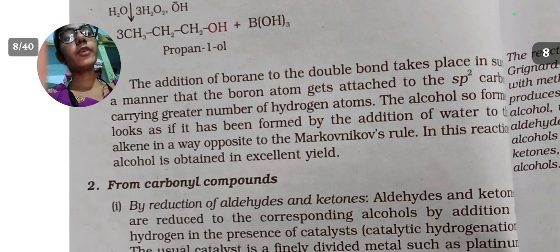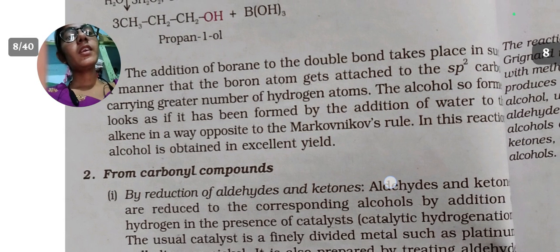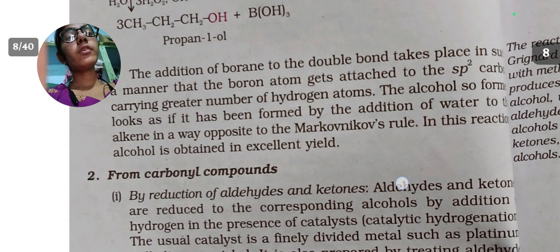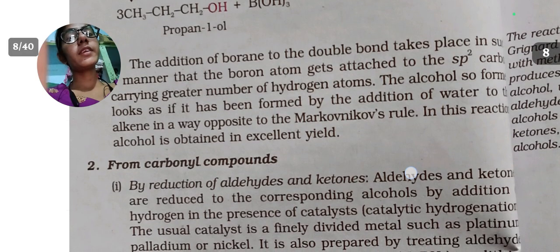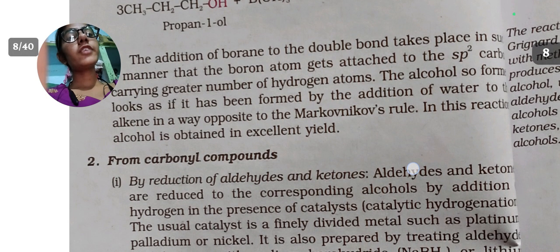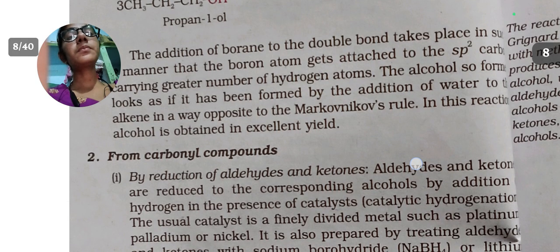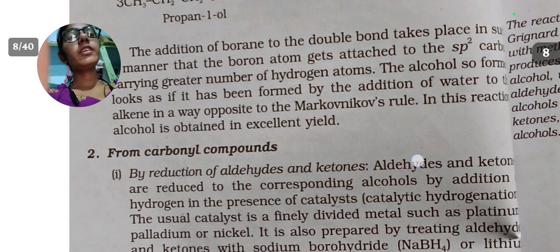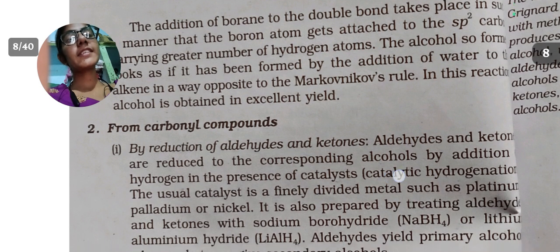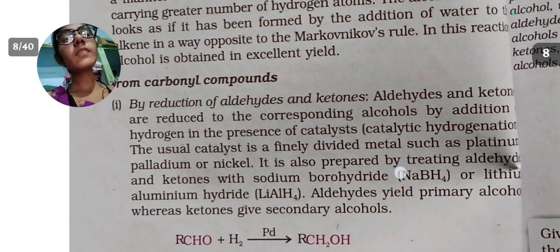Addition of boron to the double bond takes place in such a manner that the boron atom gets attached to the sp2 carbon carrying the greater number of hydrogen atoms. The alcohol formed appears as though it has been formed by the addition of water to the alkene in an anti-Markovnikov manner. In the reaction, the alcohol is obtained in excellent yield. Second is from carbonyl compounds.